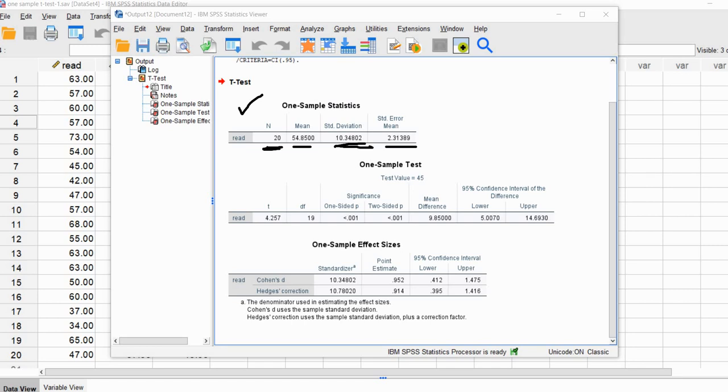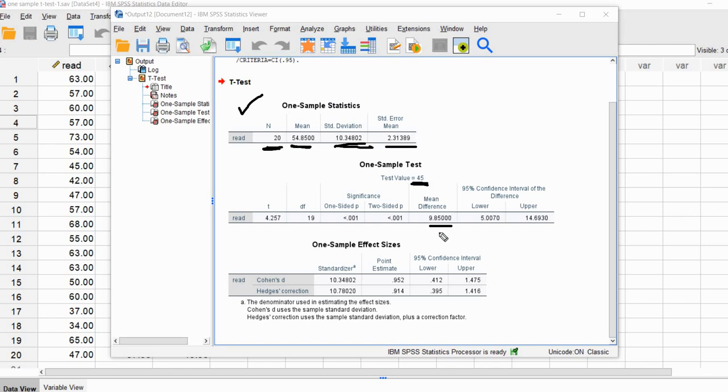In the next box we have our test results. You'll notice first off we have this test value right here, which is 45. The mean difference that's given is just computed by taking our sample mean and subtracting this null value, if you will, of 45. That's why we end up with 9.85. And because this value is positive, that indicates that our sample mean is greater than this hypothetical population mean of 45.